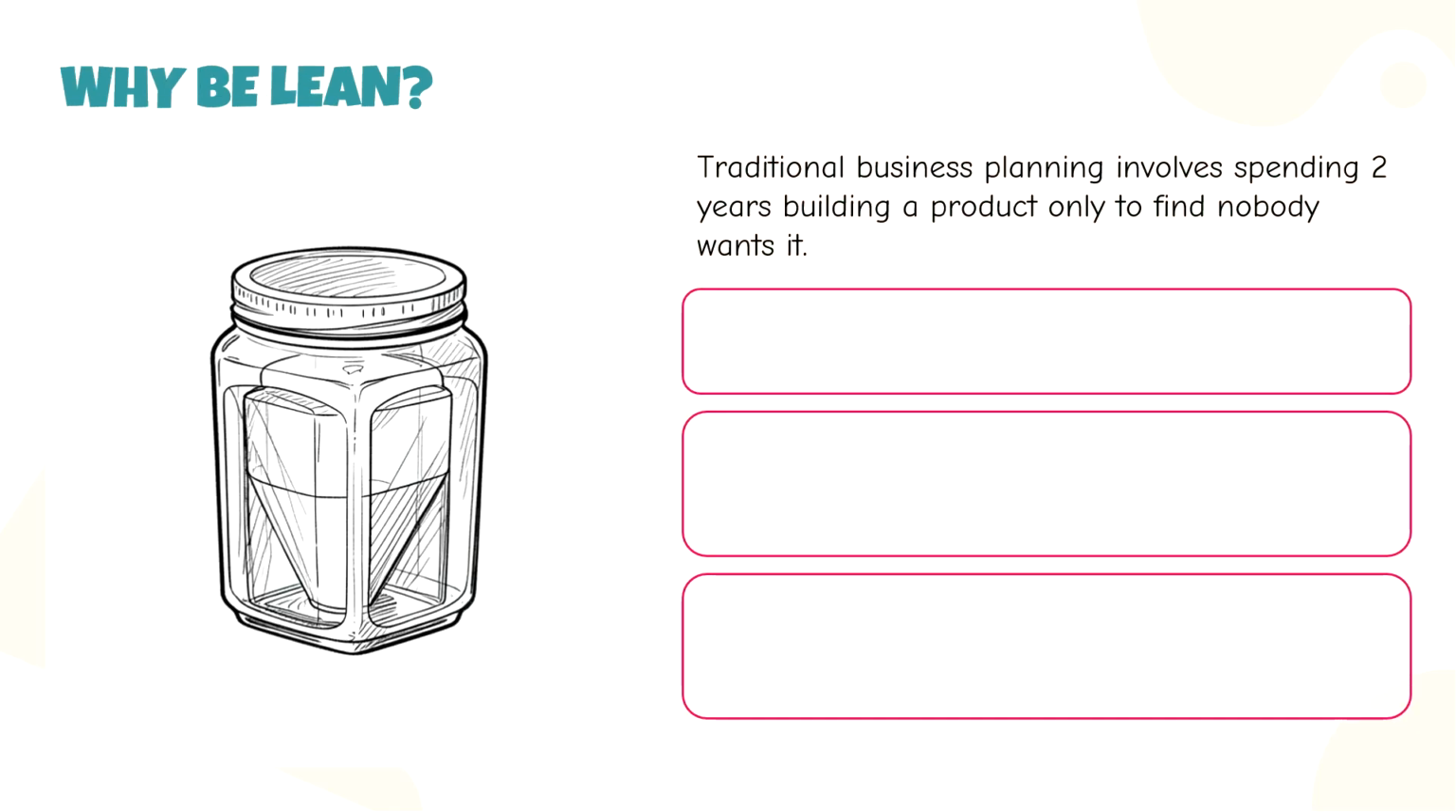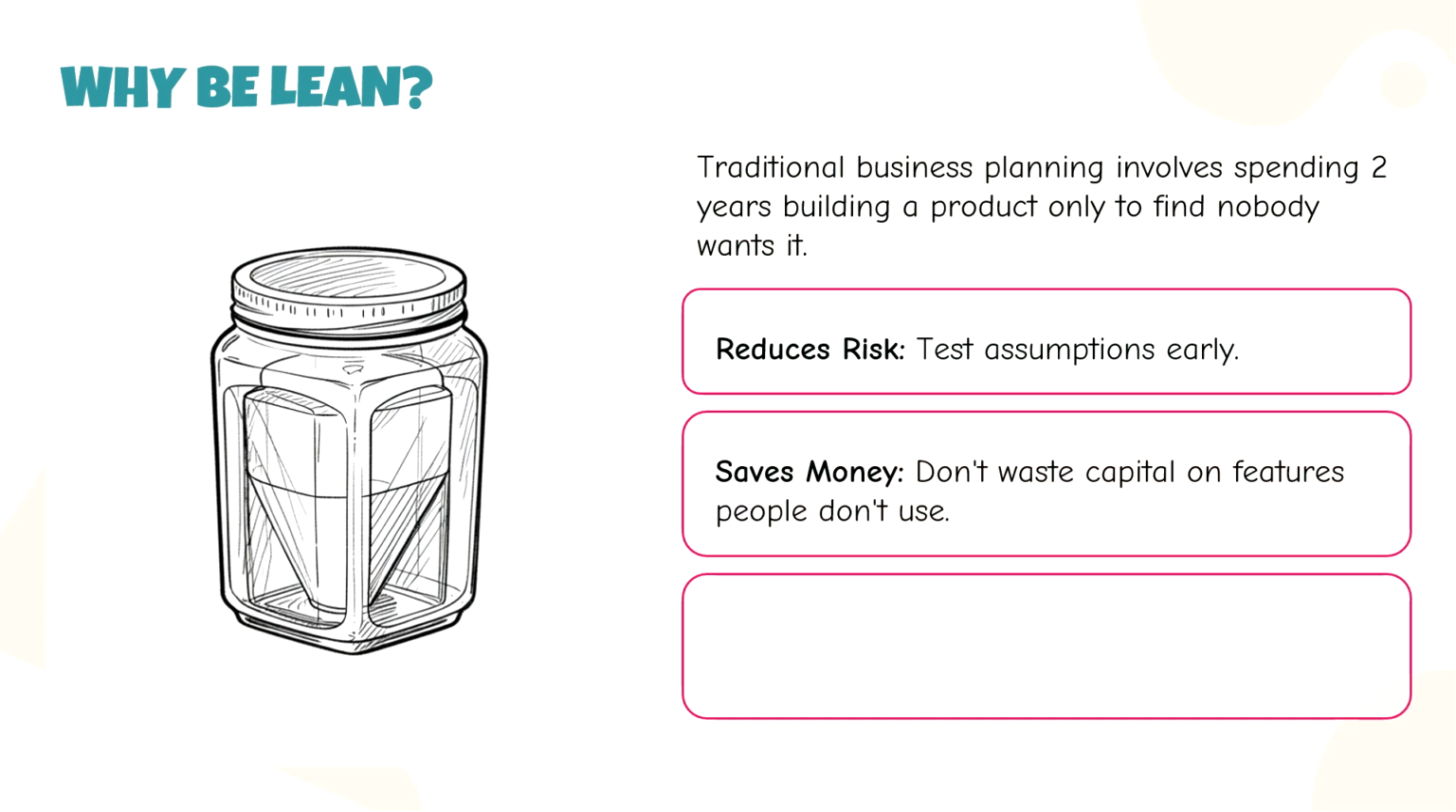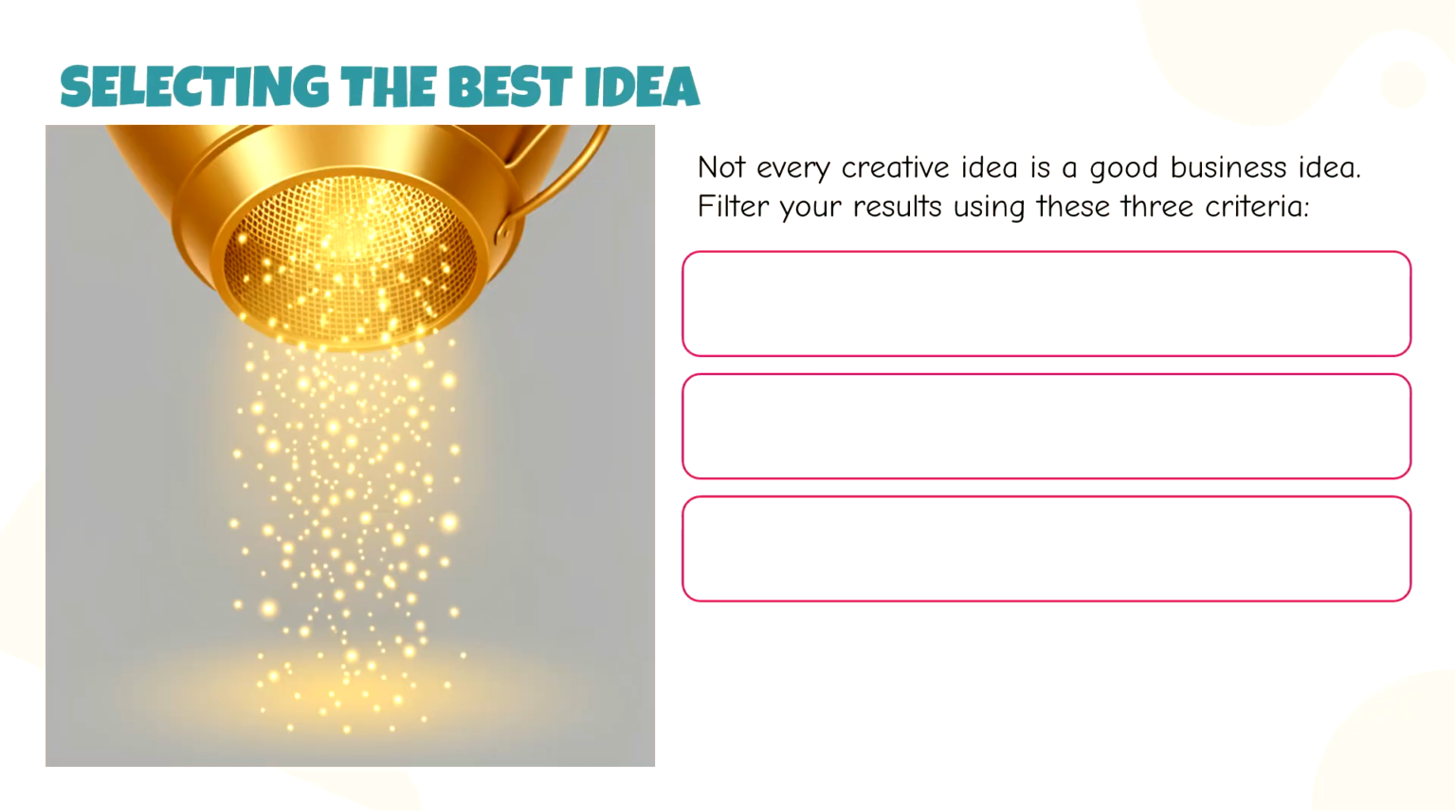Why do we have to be lean? Business planning usually involves multiple years building a product only to find out that there is no need or demand for it. This helps to reduce risk by testing assumptions early and saves money. It also helps the business to be agile by pivoting quickly based on the customer research data.